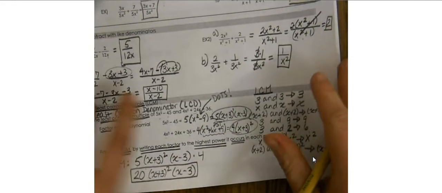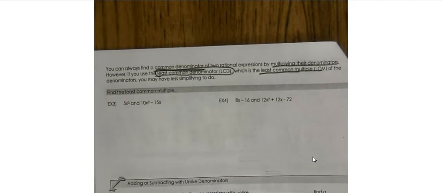Now let's go ahead and practice this concept even further. So please note that you can always find a common denominator of 2 rational expressions by multiplying their denominators. However, your least common denominator is what our goal is, which is the least common multiple of your denominators. If you go with the LCD instead of simply multiplying the denominators together, you will prevent yourself from having to do a ton of simplifying at the very end. So that's all that this really means: by identifying your LCD instead of simply multiplying your denominators together, you're saving yourself a ton of work. That's all that this little phrase is saying.